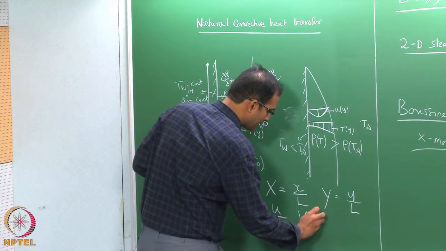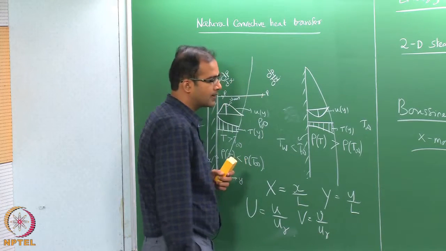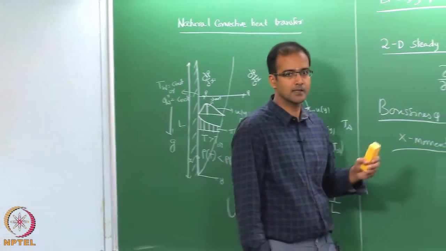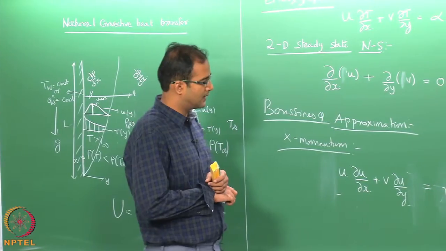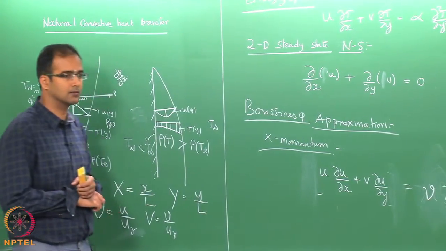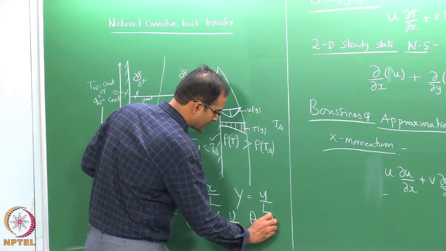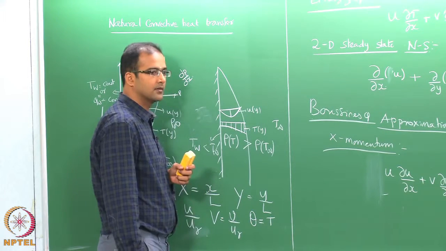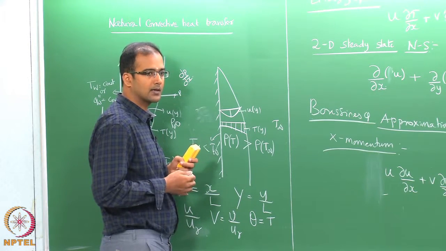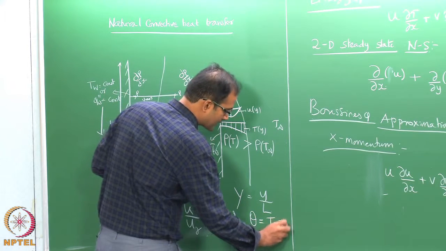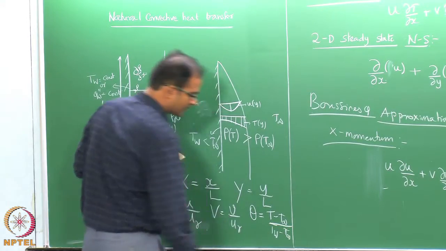Similarly, your v also. Now, we do not have a pressure term explicitly, so you do not have to worry about non-dimensionalizing the pressure. And what about temperature now? Again we introduce a non-dimensional temperature theta. When we do the non-dimensionalization, let us do it assuming a constant wall temperature, so that we can write this as T minus T infinity by T wall minus T infinity.